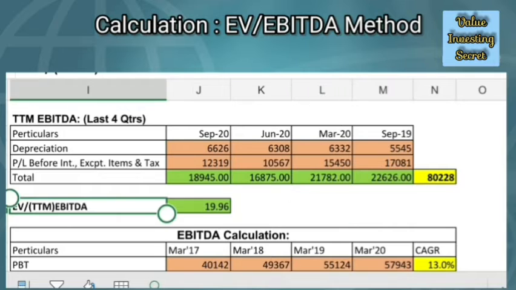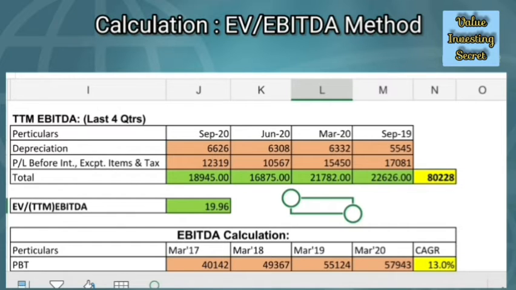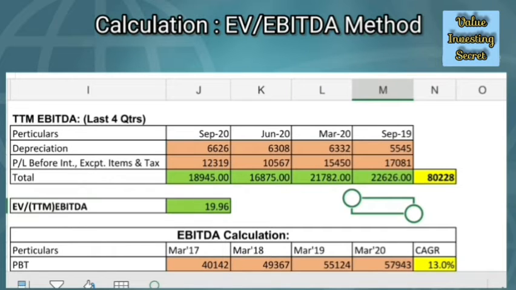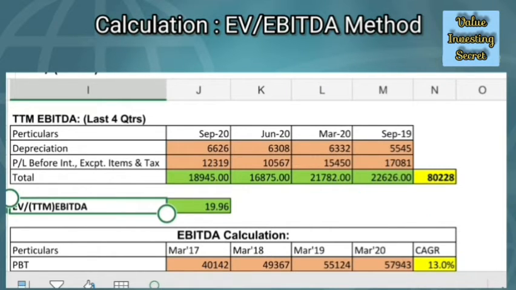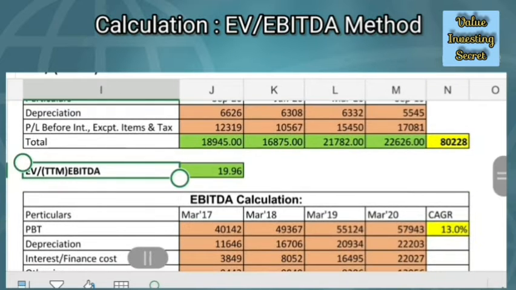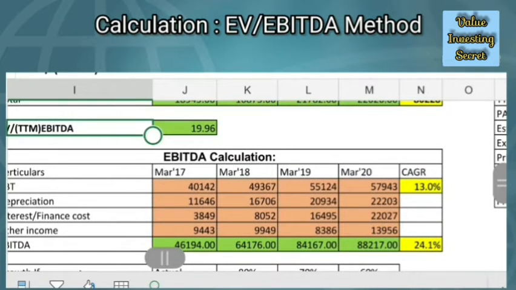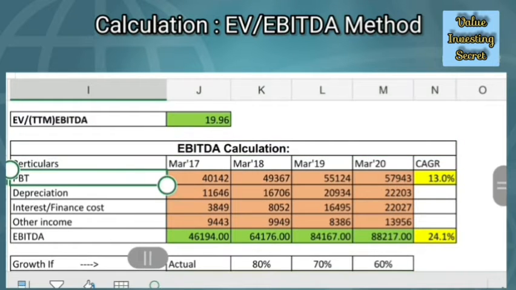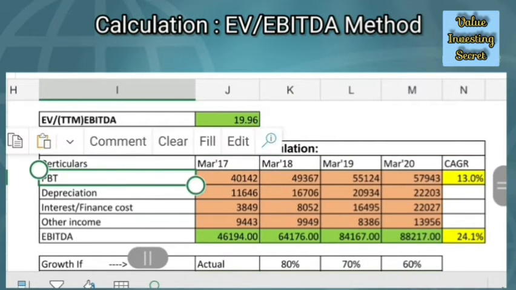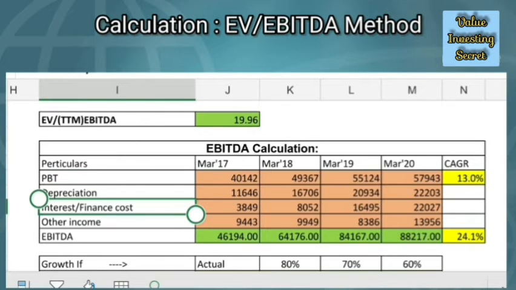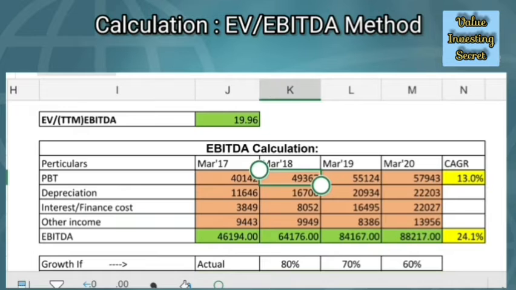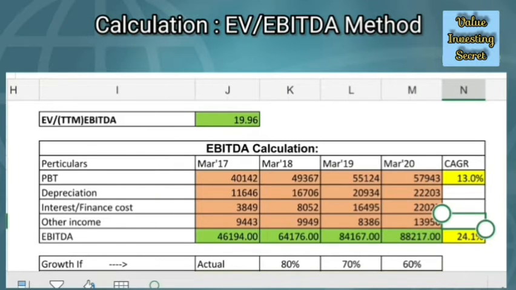Then we need CAGR of EBITDA. To get this, I have taken the EBITDA value of the last 4 years, that is March 17, 18, 19 and March 20 annual reports. So here we need to calculate PBT, then depreciation and interest, finance cost and other income to get the EBITDA. For every year I took the data of various values in the annual report.